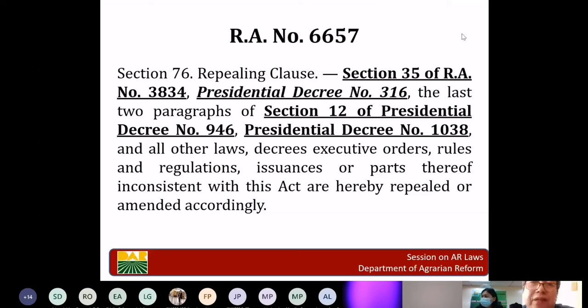So what happened when PD 316 and PD 1038 were repealed? Dumami yung harassment cases against the tenant. Kaya when Republic Act 9700 amends Republic Act 6657 under Section 19, the referral, the Congress brings back the referral of agrarian dispute filed before courts.